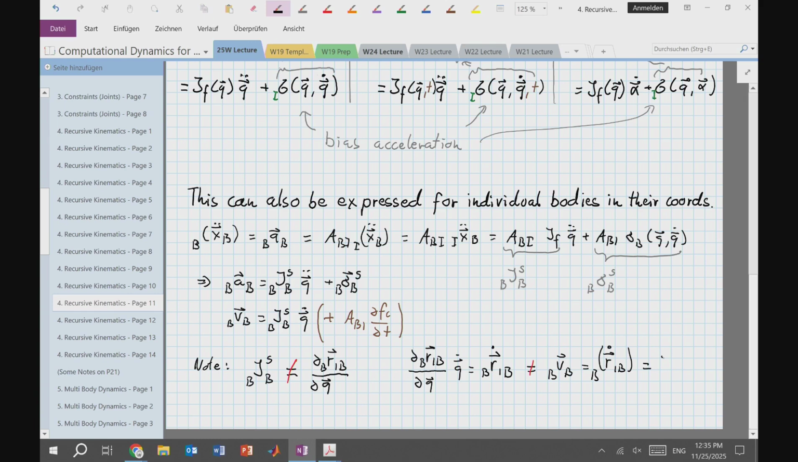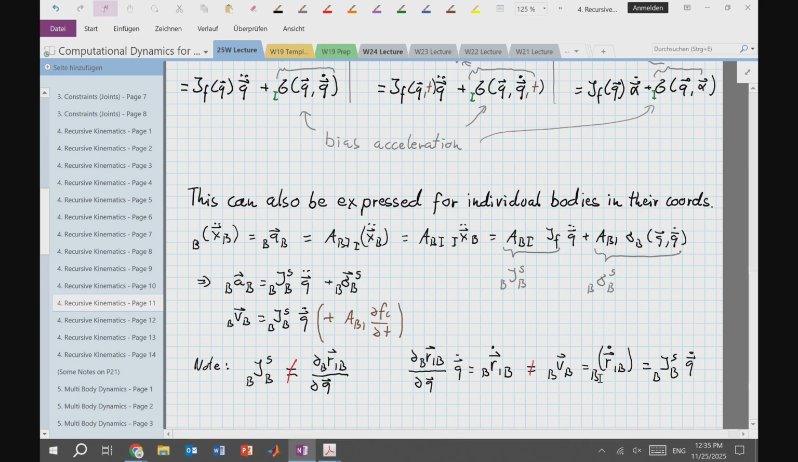And this is what we want when we say J_BS multiplied with q dot. So a subtle but important difference, where this definition of the Jacobian also includes the motion of my joint coordinate system, and hence gives me a physical derivative, whereas this partial derivative of my numerical position vector would only give me a numerical derivative.